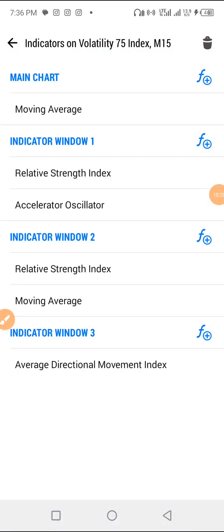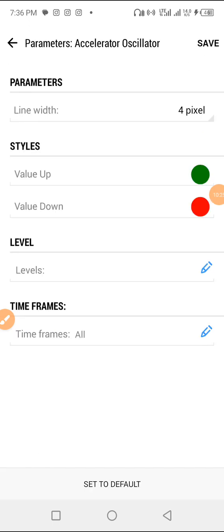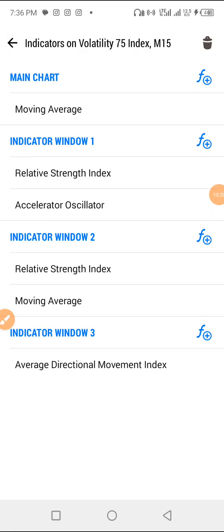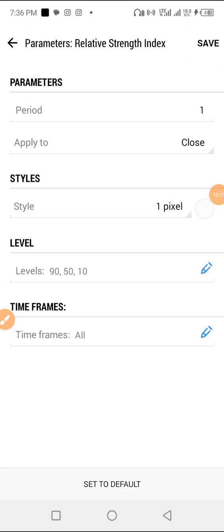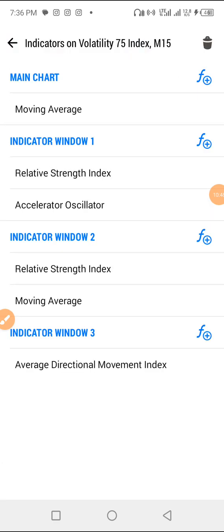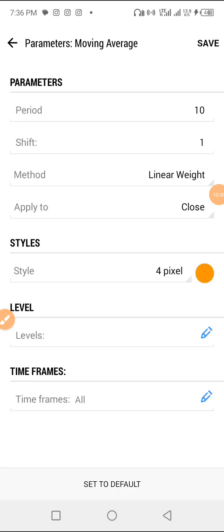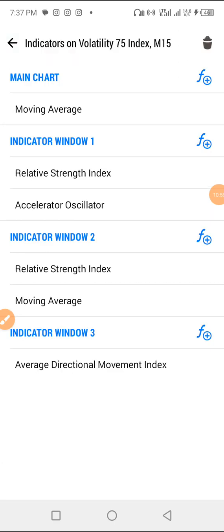Is that clear? So the second indicator you're going to add in your window 1 is the awesome oscillator. Let it be on default setting. Then you click on save. Then you go back to your F plus icon, that's the one on the main chart. Look for your relative strength index. The relative strength index has the same levels and the same settings. Then lastly, you add moving average with period 10, the same one you have in the main chart. Add it to your window 2. Exactly. Then you click save.